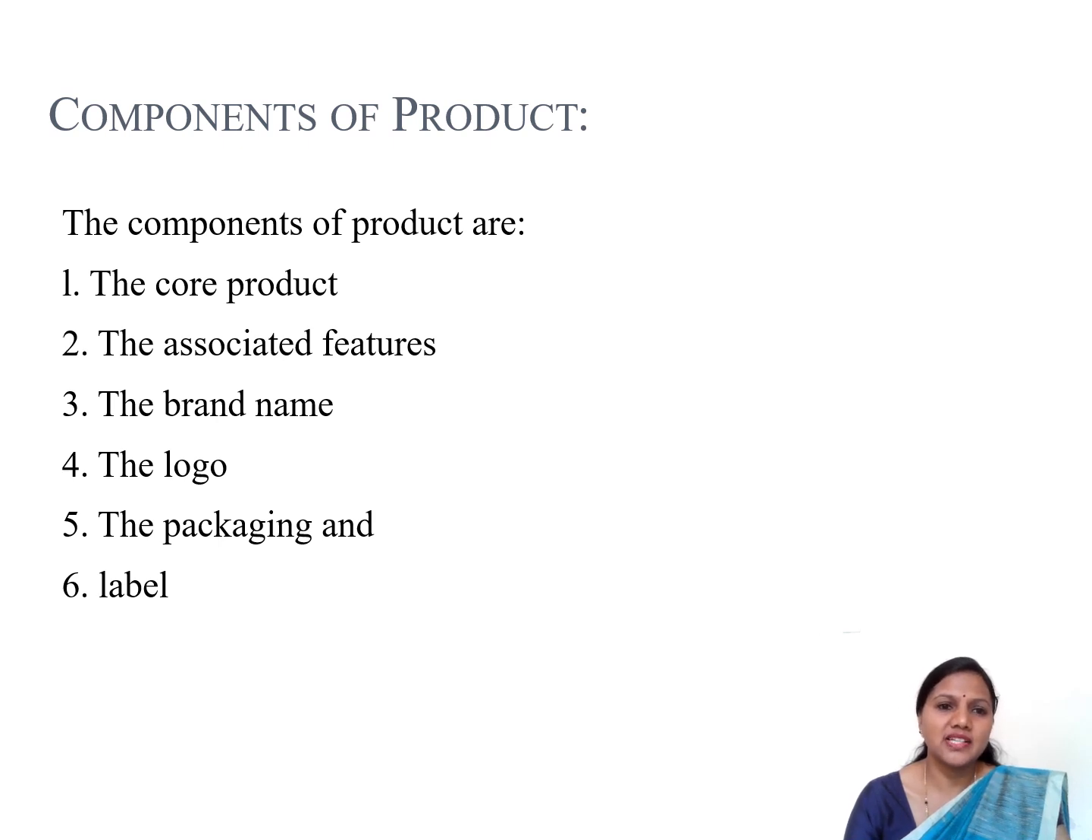Now, the next topic is components of the product. There are 6 components of the product. First one is the core product. That is, the product consists of mainly 6 things. First one is the core of the product. Second one is the associated features of the product. Third one is the brand name. Next one is the logo. Next, the packaging. Next one is the label.